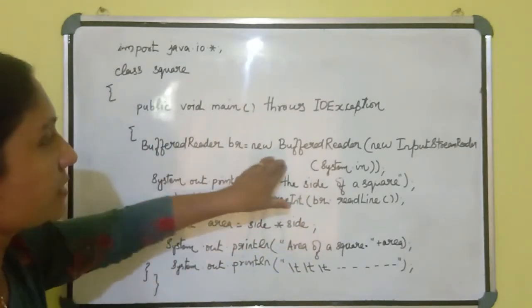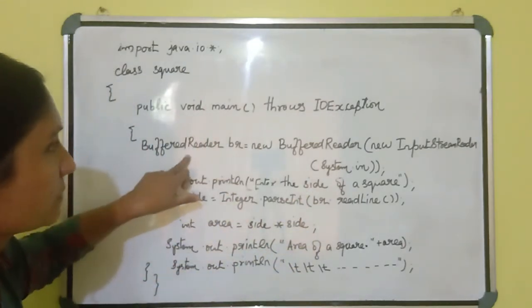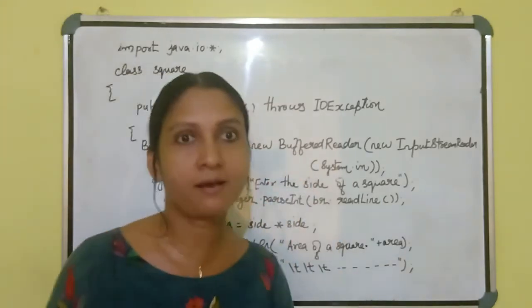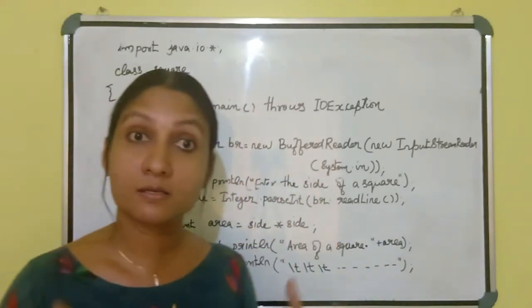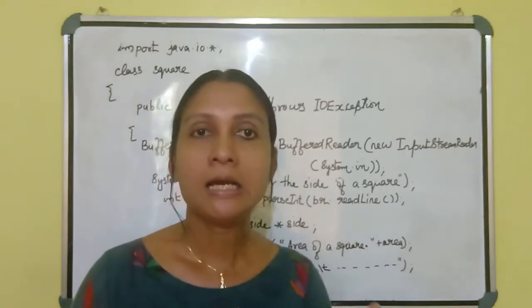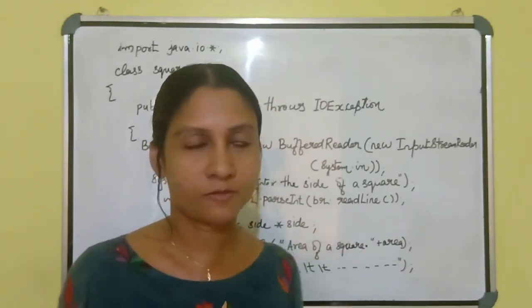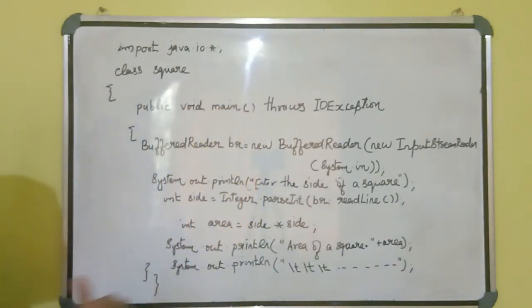Okay. This is the way we can create an object of this particular BufferedReader class. You should study this one by heart, then only you can do it, and try to understand the meaning of that one. If you practice this one, you can easily do the next programs onwards. Okay. Then what is the next step?